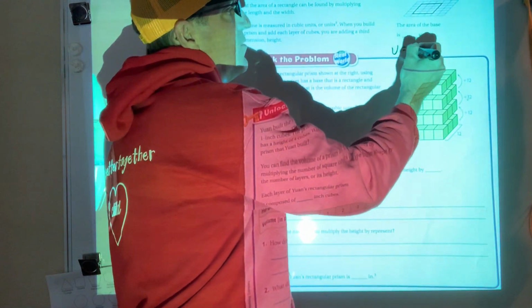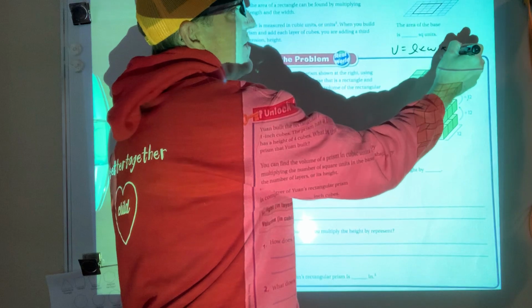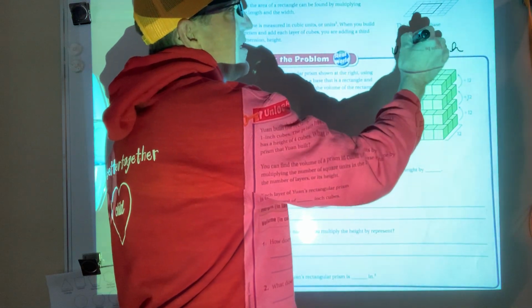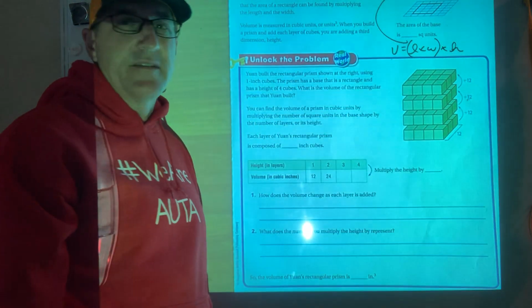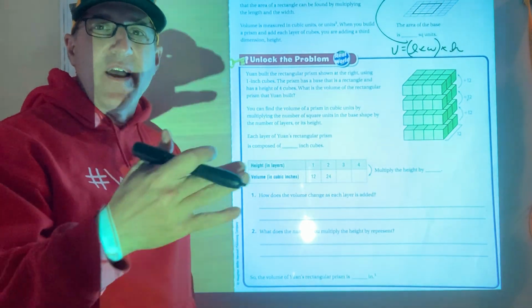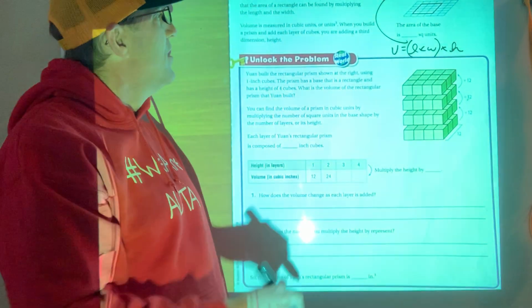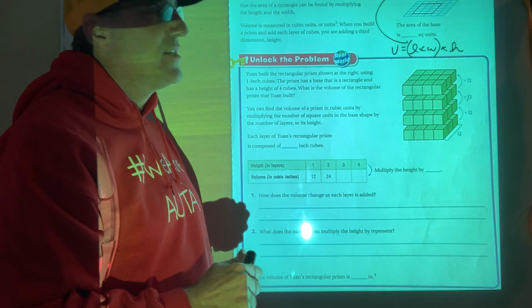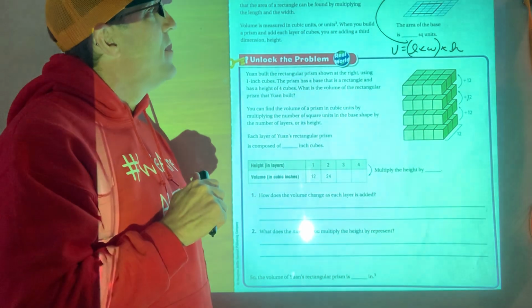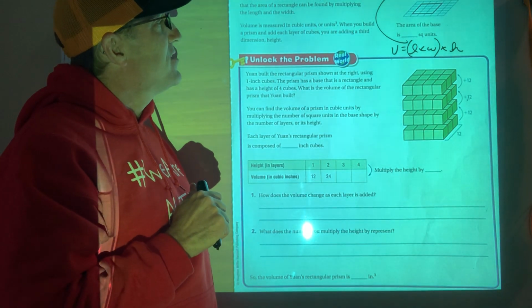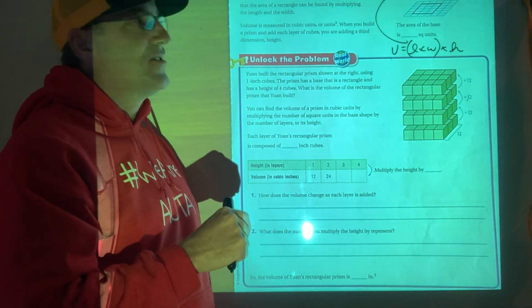And so volume equals length times width times height. And what they're trying to get you to see is that these two things are the same, right? So if I find the area of the base, I can find the volume of it if it's got a height. So volume is measured as cubic units because they look like cubes, right? When you build a prism and add each layer of cubes, you're adding a third dimension, height.